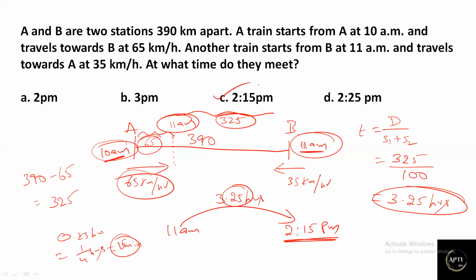So 3.25 hours from 11 a.m. We can't again take it as from 10 a.m. Why? Because both we make it as starting at 11. I hope you all are clear with this question. Let's move on to the next one.